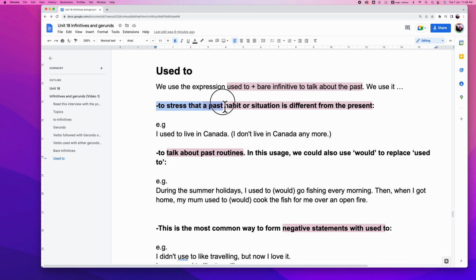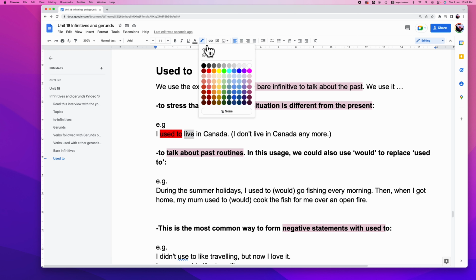The first one, why do we use used to? Let's take a look. The word used to stress a past habit or situation that is different from the present. Example, I used to live in Canada. Okay, I used to. I don't live in Canada anymore. The word used to is a modal verb followed by a bare infinitive. Okay, so this will be a bare infinitive, so it will also be part of a verb. Used to live.